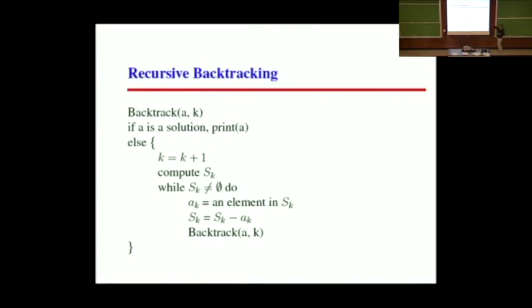We're starting from the case where our vector is empty, so k equals 0, right? That's where we're starting our depth first search from. And then we're going to explore everything that is reachable from it there. Any questions? Okay.